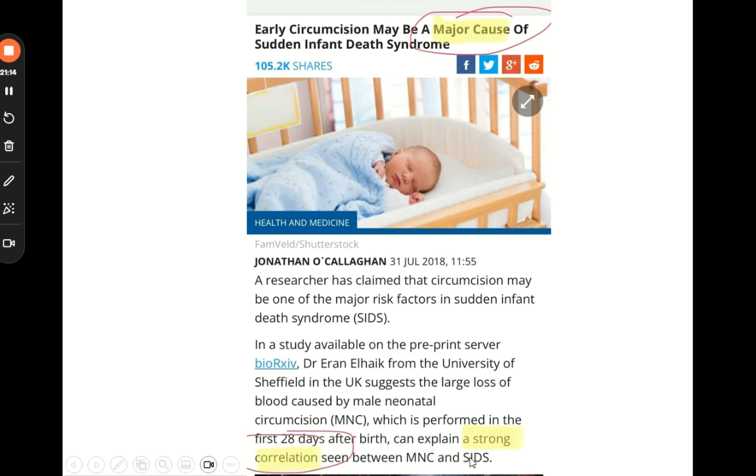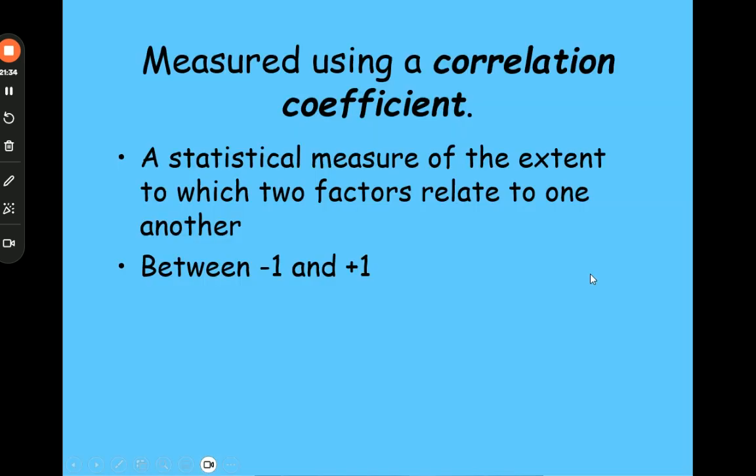Between circumcision and SIDS, that's sudden infant death syndrome. So again, the person who wrote the title doesn't understand that they're correlated, but it doesn't mean that there's a causal relationship. Okay. All right, moving right along.